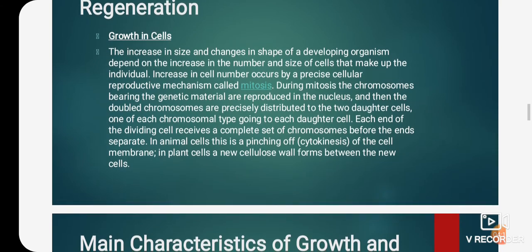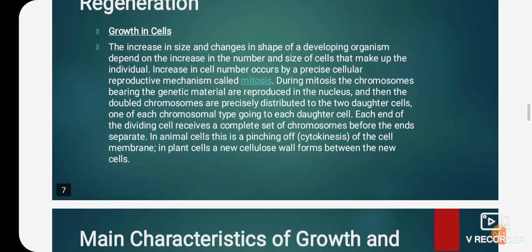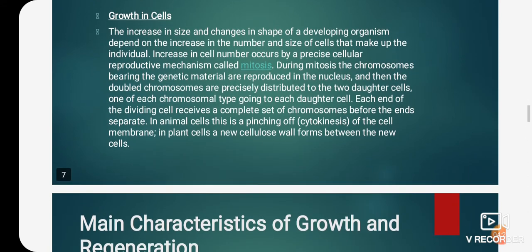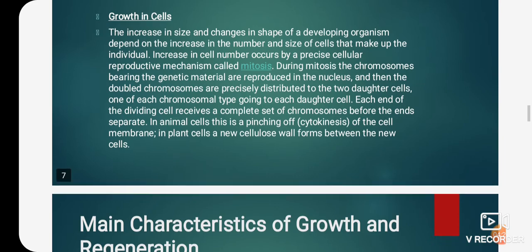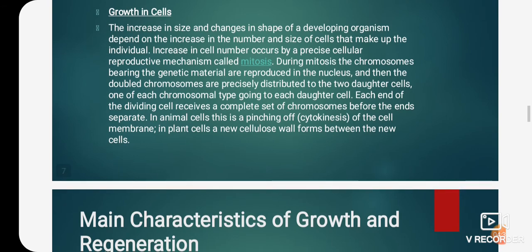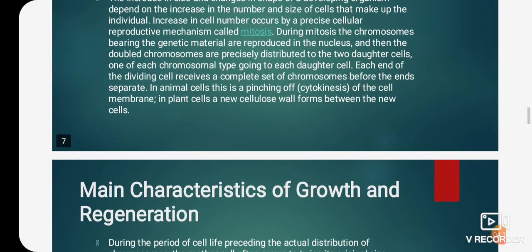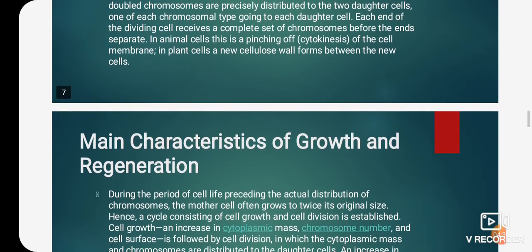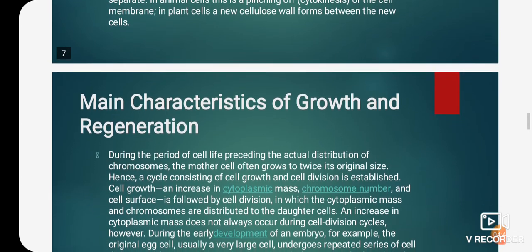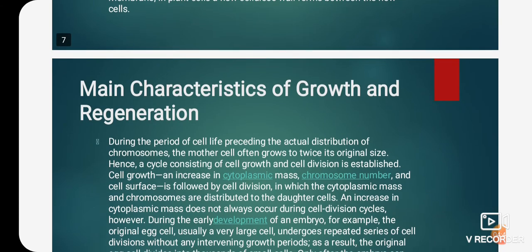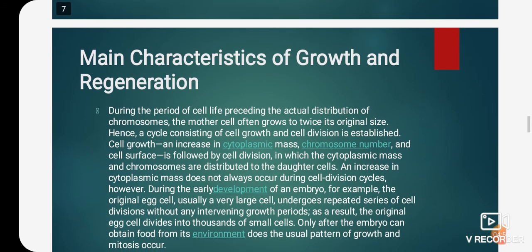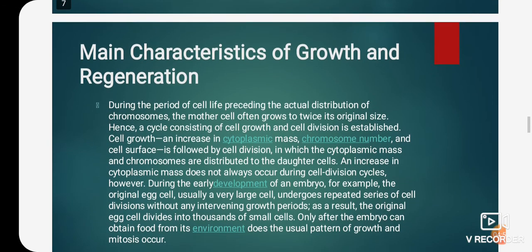Each end of the dividing cell receives a complete set of chromosomes before the ends separate. In animal cells, this is a pinching off of the cell membrane. In plant cells, a new cellulose wall forms between the new cells. During the period of cell growth preceding the actual distribution of chromosomes, the mother cell often grows to twice its original size. Hence, a cycle consisting of cell growth and cell division is established.